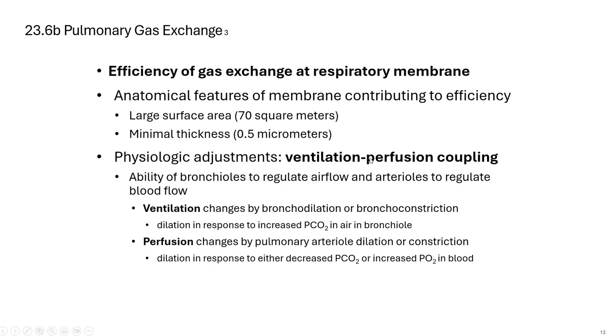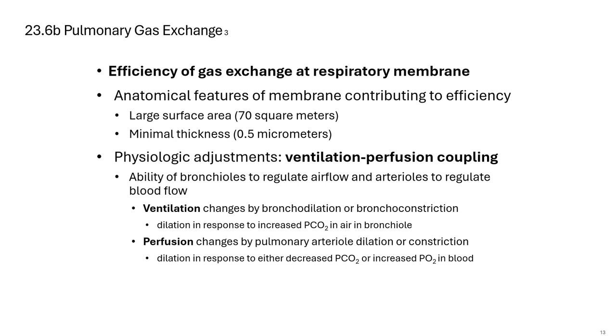Okay. The Q stands for perfusion. P was already taken for pressure, so the next letter, Q, is for perfusion. Okay, that's just how it is. So ventilation, this has to do with the air, so changes in bronchodilation and bronchoconstriction, so how much air is able to reach the alveoli. The perfusion, that's the blood, so referring to vasoconstriction and vasodilation in the blood vessel.